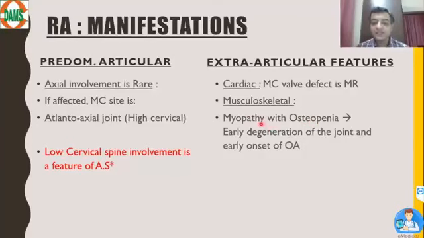And because of this musculoskeletal problem, there can be early degeneration of the joint, and because of that there can be early onset of osteoarthritis. So yesterday, you asked me whether degenerative and inflammatory arthritis can occur together. This case is most important in the understanding.